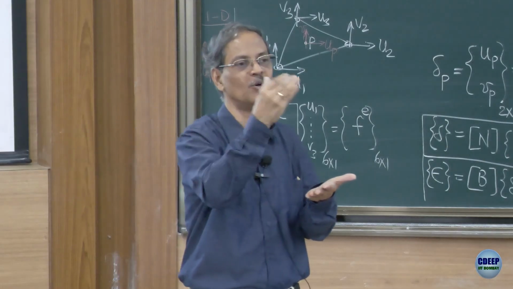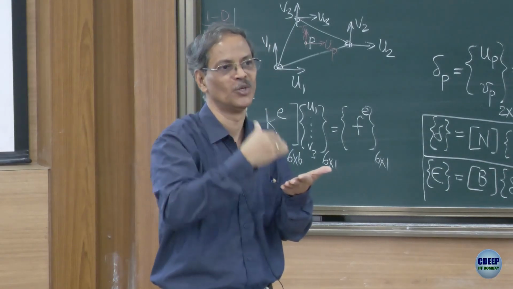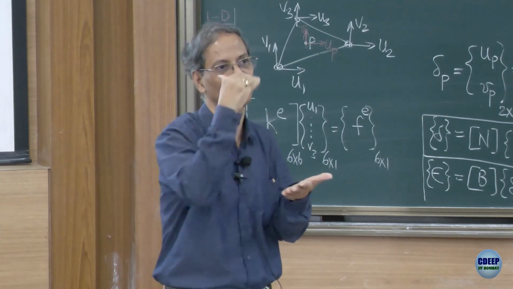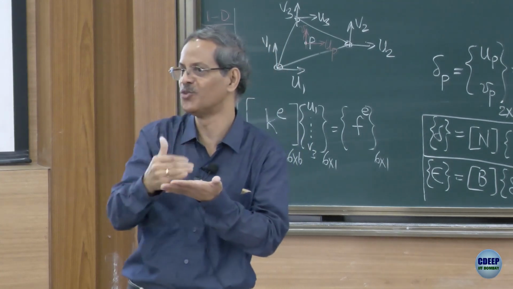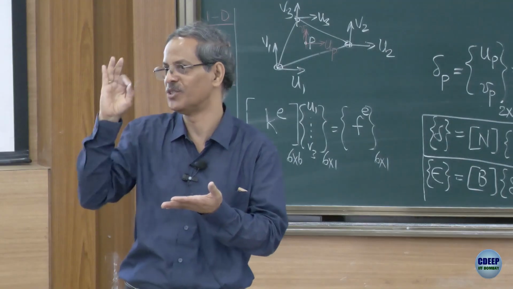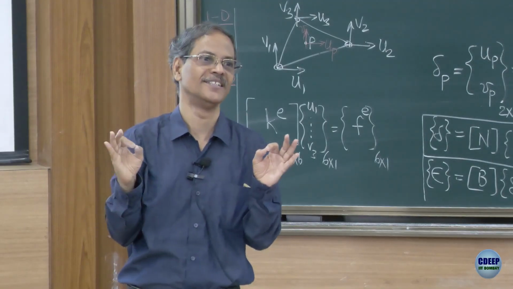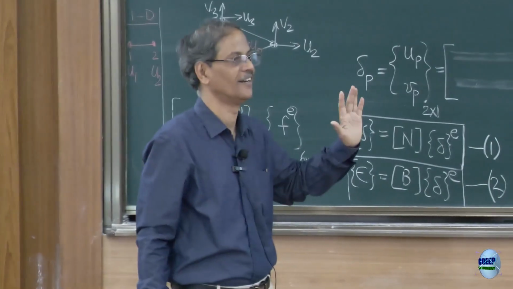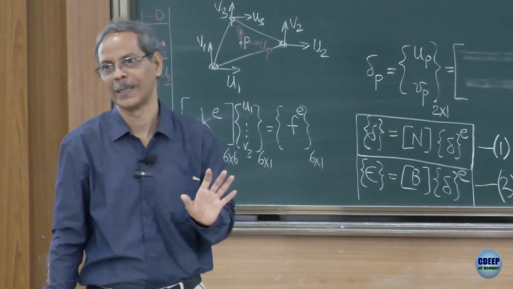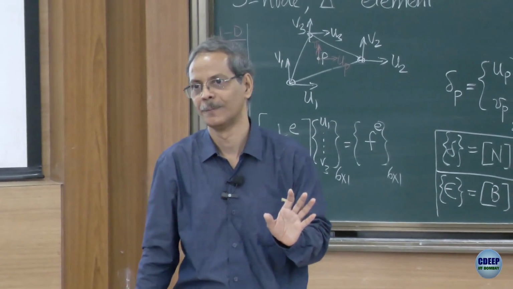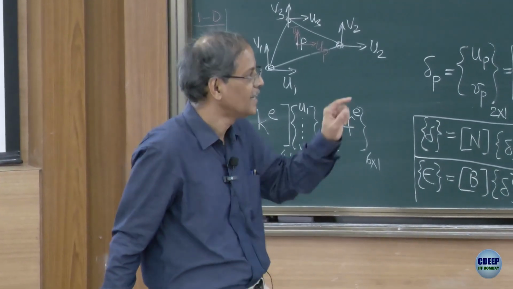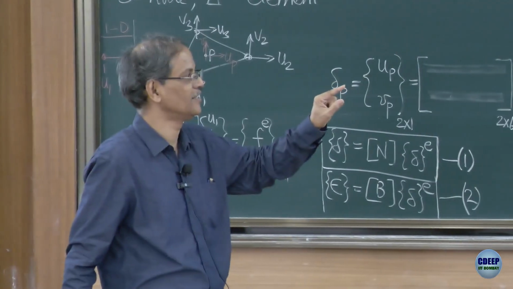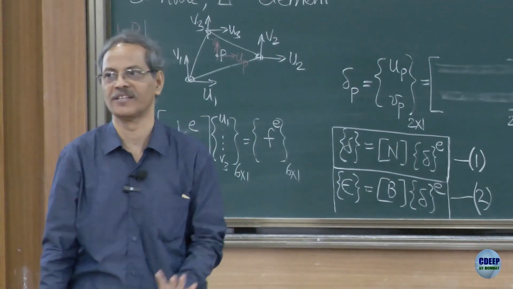Therefore, dou by dou U1, dou by dou U2, dou by dou U3 should be 0. Dou by dou V1, dou by dou V2, dou by dou V3 should be 0. All that is compactly written as dou by dou delta has to be equal to 0. Then I get element level equations as K into delta is equal to Fe.